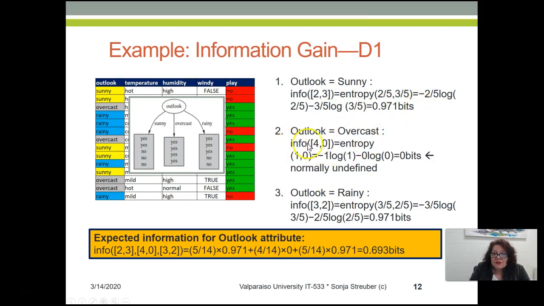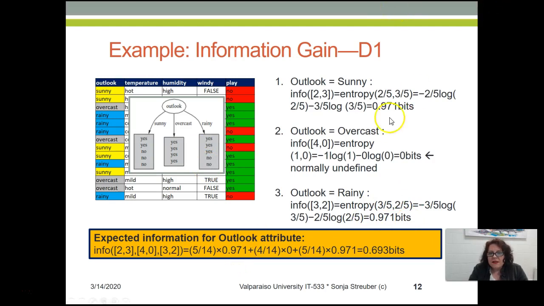For overcast, since we are calculating the information for 4 and 0, that is typically undefined because we are really not getting any further information gain out of an attribute split that gives us all yeses. And we're going to do the exact calculation also for our outlook equaling rainy. Here we are calculating the information for 3 and 2 because we have 3 yeses and 2 nos. That also gives us 0.971 bits.